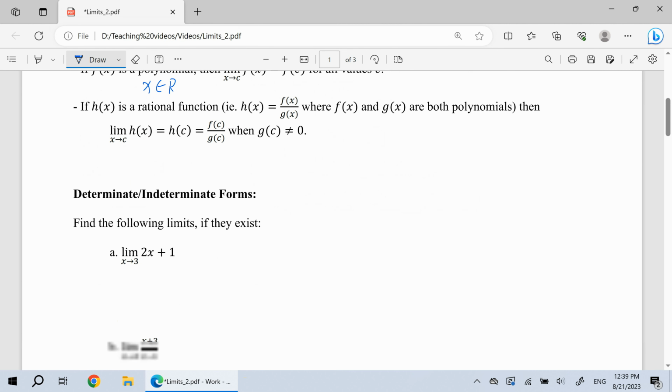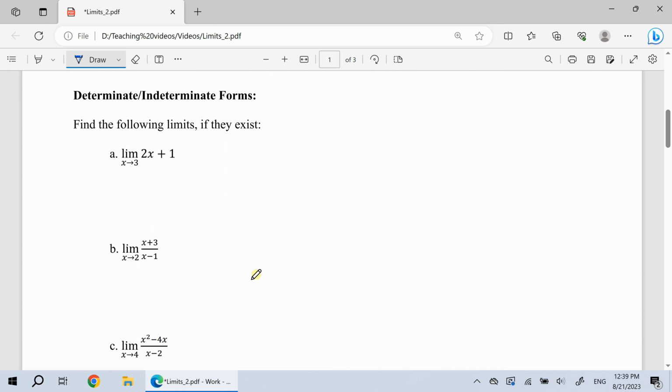Now let's figure out all the following limits. Determinate means the answer is a number, a finite number, a fixed number. Indeterminate means the limit does not exist.